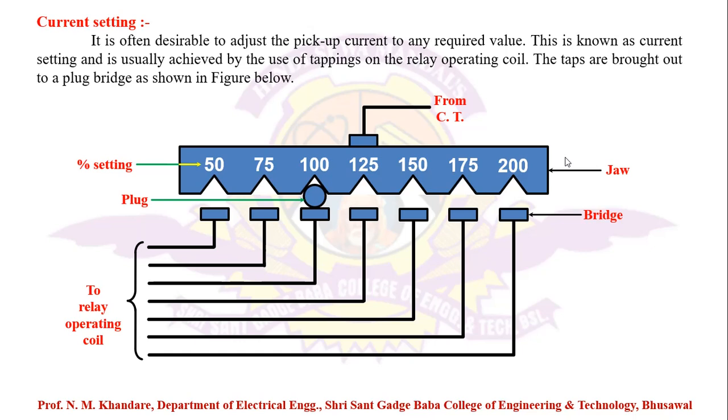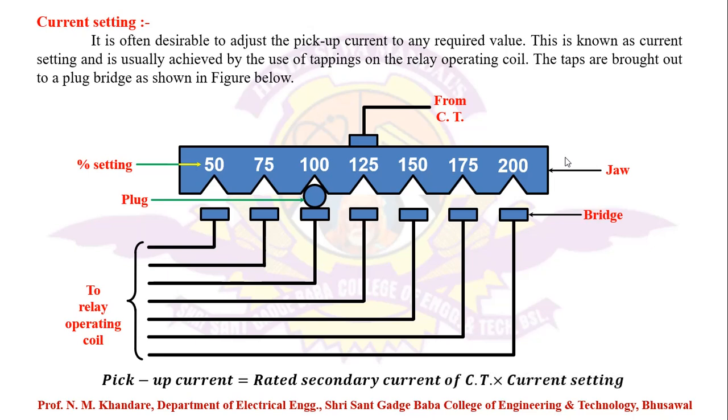Now the pickup current is calculated as the product of the rated secondary current of the CT multiplied by the current setting. As here 100% is the current setting, the pickup current is nothing but the rated secondary current of the CT. So this is the current setting.